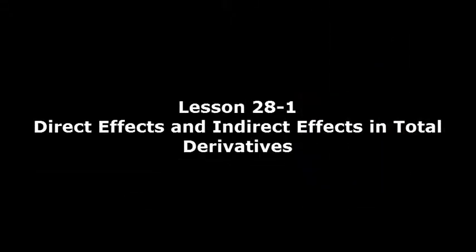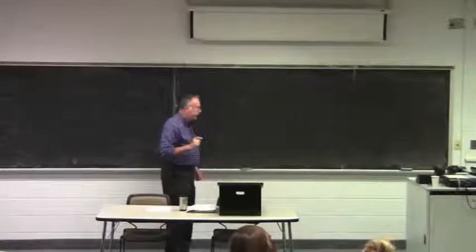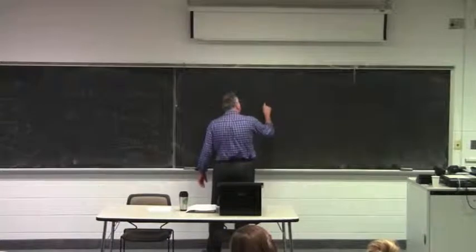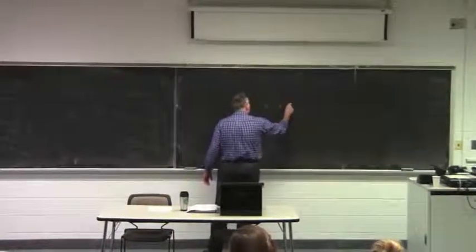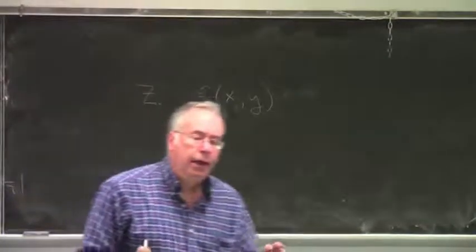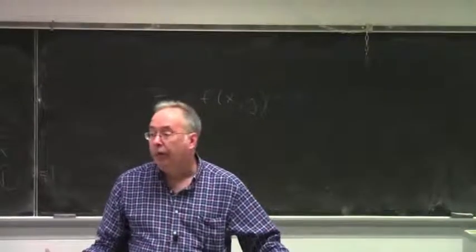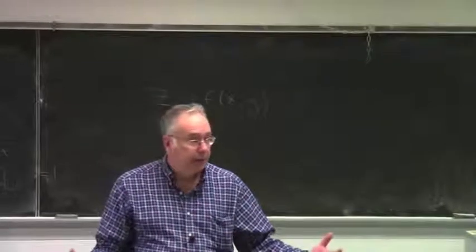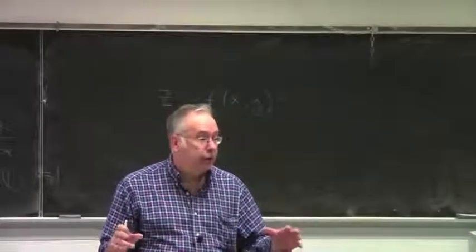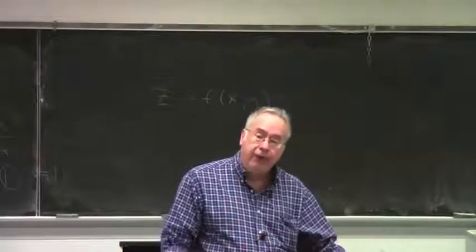Suppose we have this situation where z is our dependent variable, and z is a function of x and y. Now, in most instances, x and y are independent of each other. They're not functionally related in most cases. But there are certain situations where y will be a function of x.